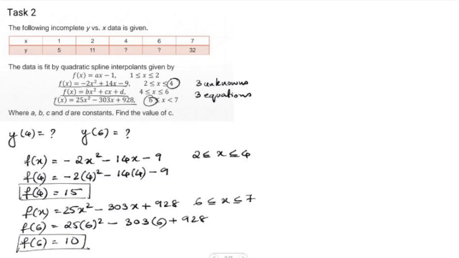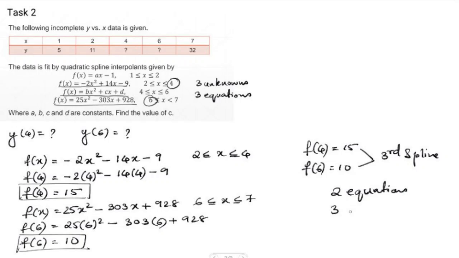Now we can use these two in the third spline, and we will get 2 equations. If we put in the values f of 4 equal to 15 and f of 6 equal to 10 in the third spline, we'll get two equations, but then we still have three unknowns. So we need one more equation to go.